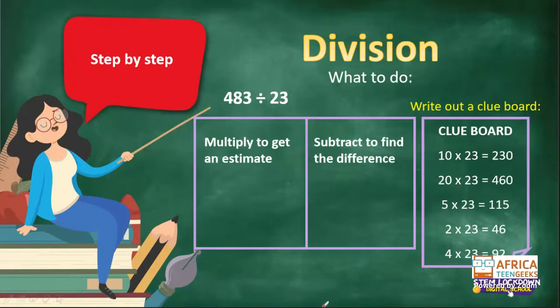So if you look at the screen, you will see 483 divided by 23. So pretend this is your question paper, and this is what your teacher wants you to work out. Now, I don't know about you, but if I just look at that, I'll say, I have no idea what the answer is. But if you just spend some time on it, you will see that it's not that hard. Right, so the first thing we do, and this is what I want all of you to do right now, we will write out a clue board. Every sum has its own clue board.